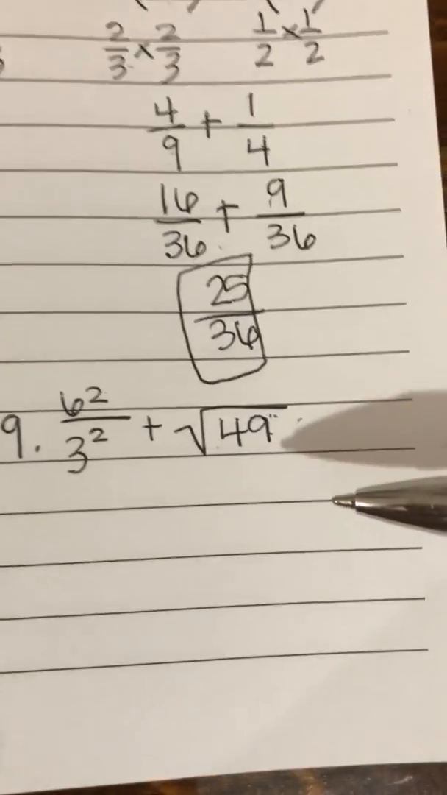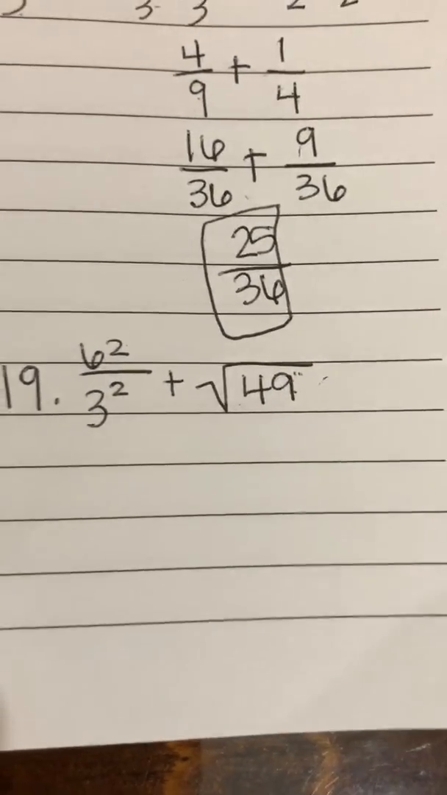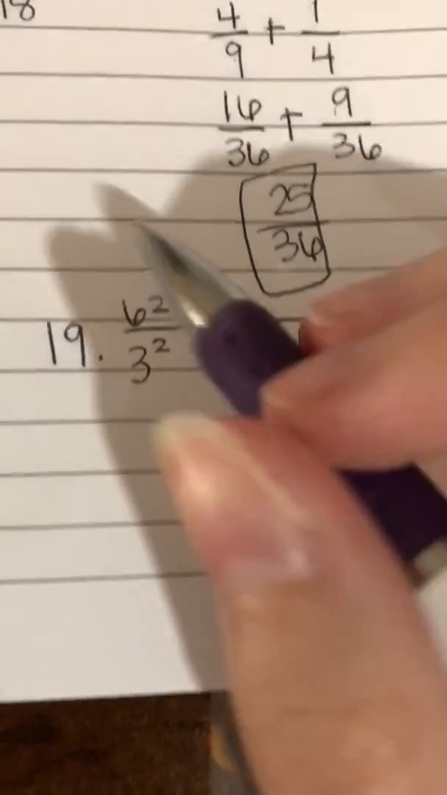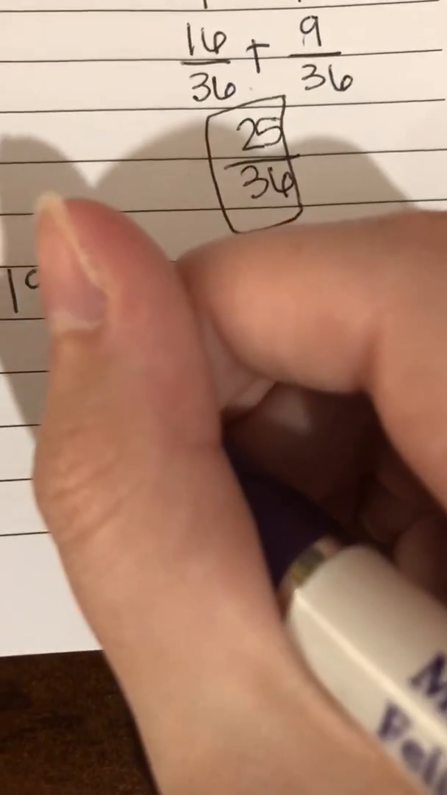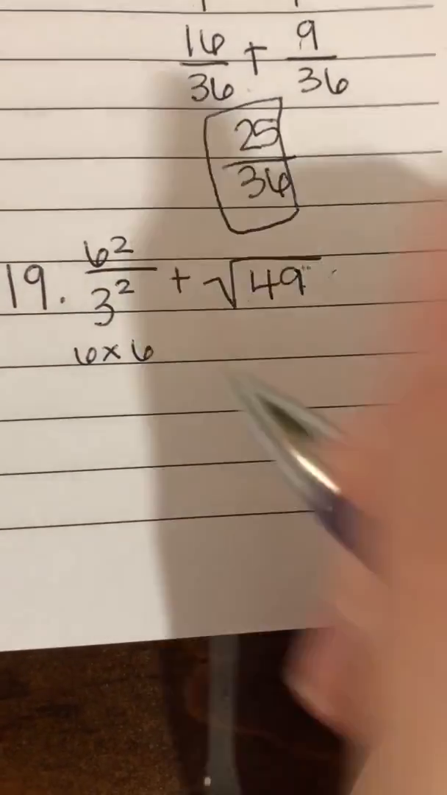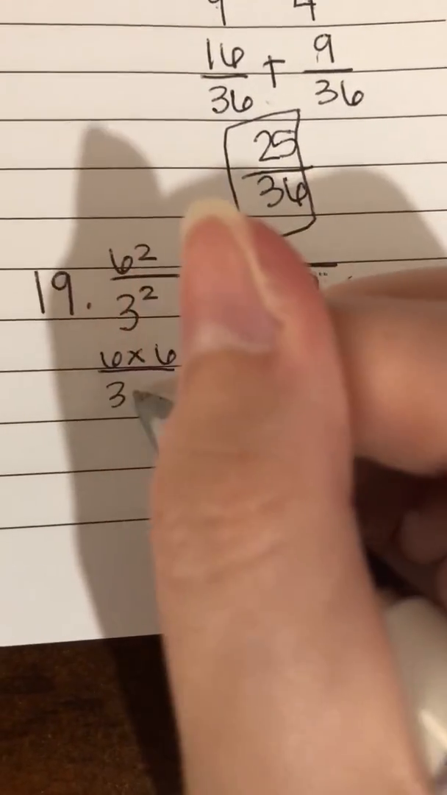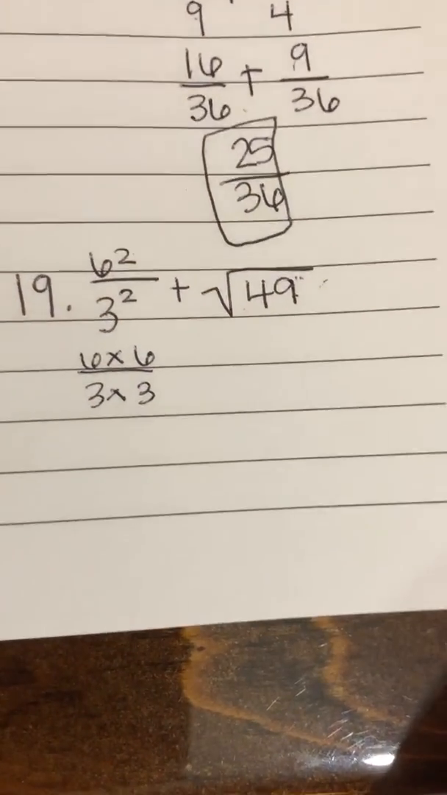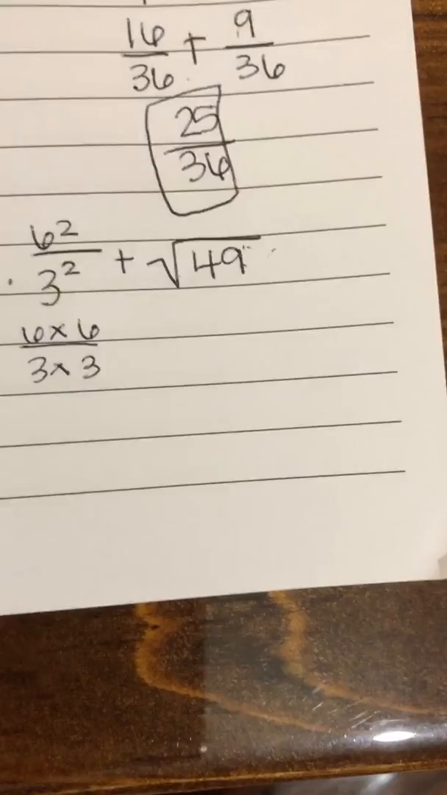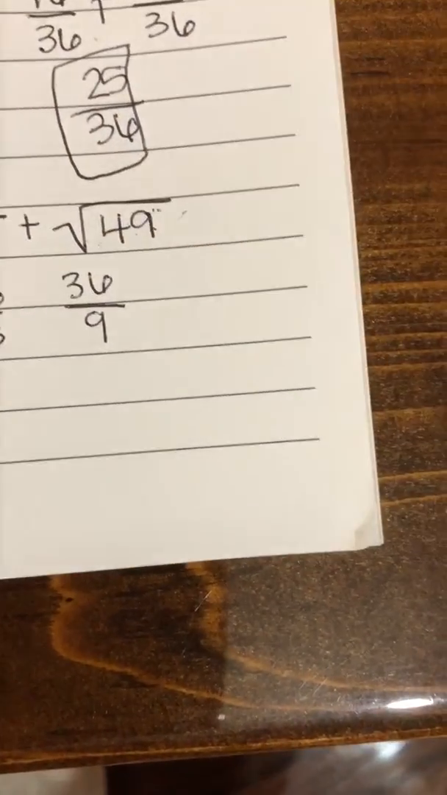We don't have any parentheses, so we're moving on to exponents, and we'll do this in the same step, okay? 6 squared means I write 6 twice and multiply it. 3 squared means I write 3 twice and multiply it. Now be thinking what you can multiply times itself to get 49. So 6 times 6 is 36. 3 times 3 is 9. Now the square root of 49 is 7, because we can say 7 times 7 equals 49.